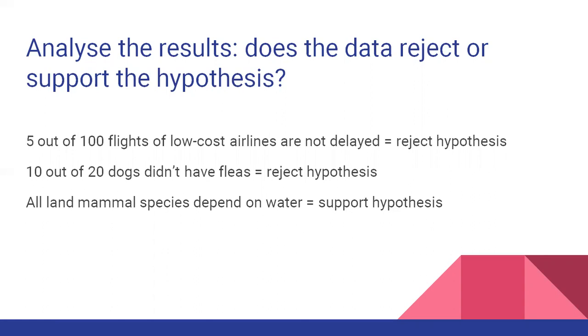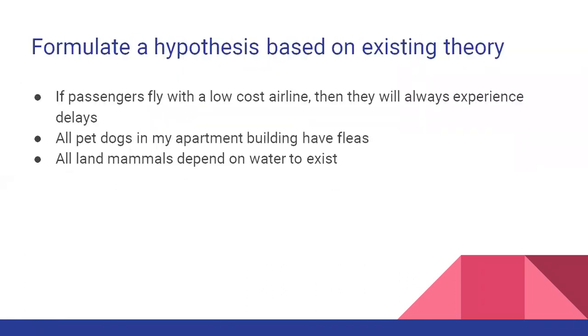Sorry for that. So all land mammal species depend on water. If you can see that this is happening for all, then obviously we'll support that hypothesis. So these three scenarios you have seen: if at least one or two are not obeying it, then we reject the hypothesis. And if all are satisfied, then we can support the hypothesis. Now, these are the four stages of deductive research.